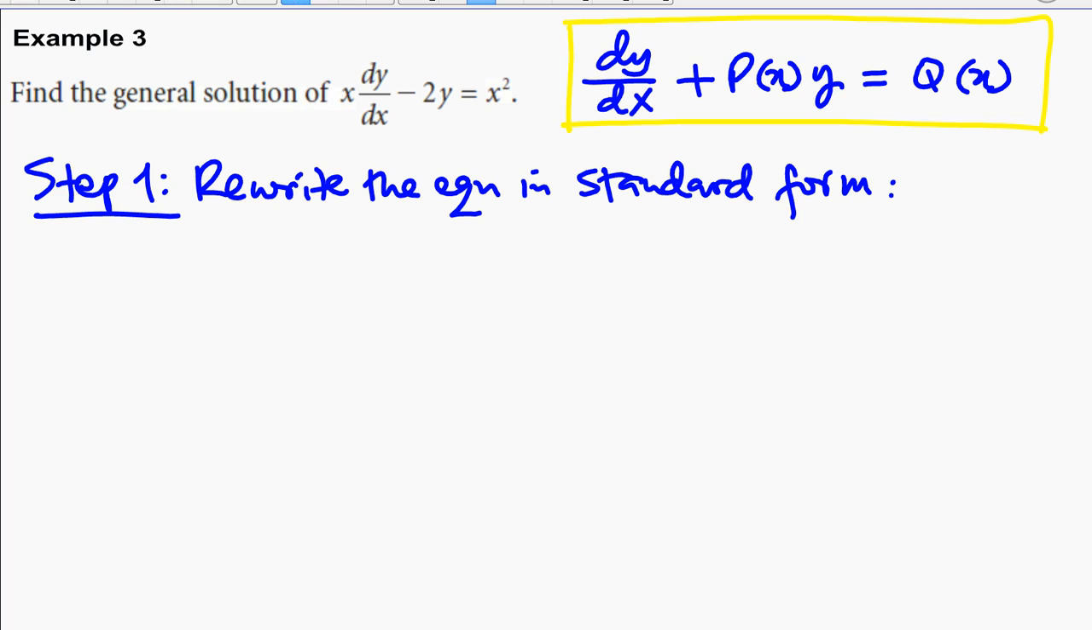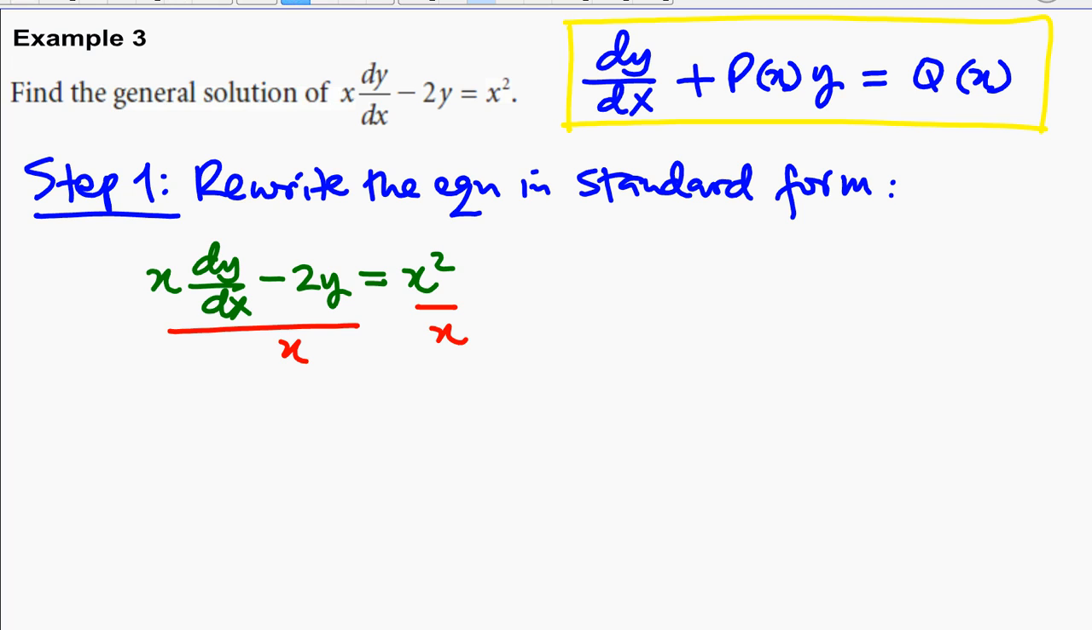Now what we have to do here is start by dividing both sides by x. So x dy/dx minus 2y is equal to x squared. If you divide both sides by x, then you'll end up with dy/dx minus 2/x y is equal to x. All right, so step 1 done.